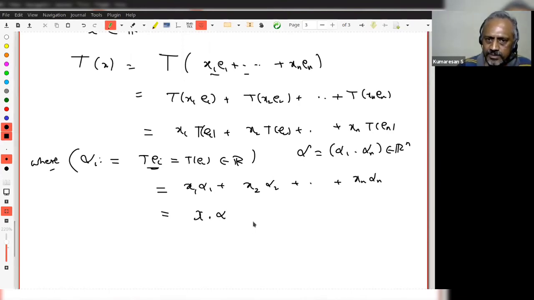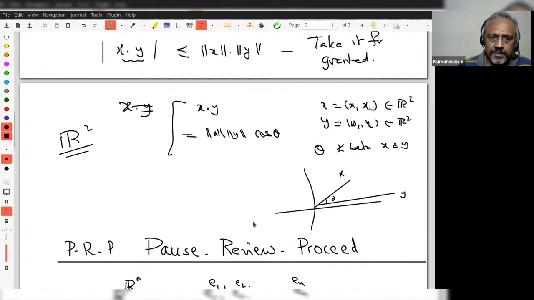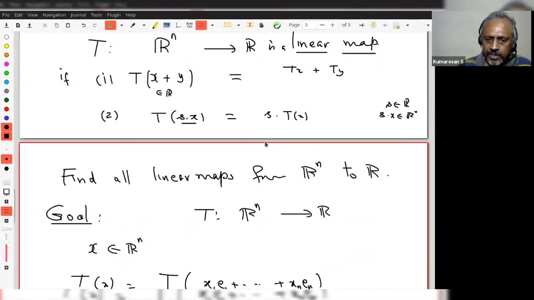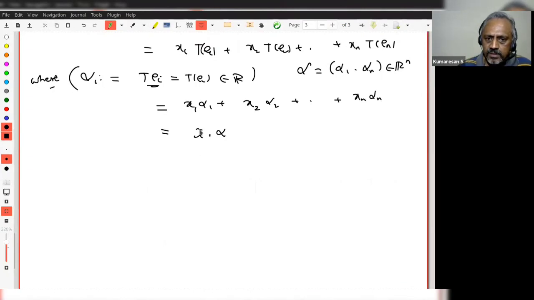How many of you understood this? Go back to the definition. See? This is the dot product. Given two vectors x and y, the dot product is summation xi yi. Now you see what I got? It is the dot product of x and alpha. What is alpha? Alpha is alpha 1 to alpha n. Then what is alpha i? That is nothing other than T of Ei. Okay, is that clear?